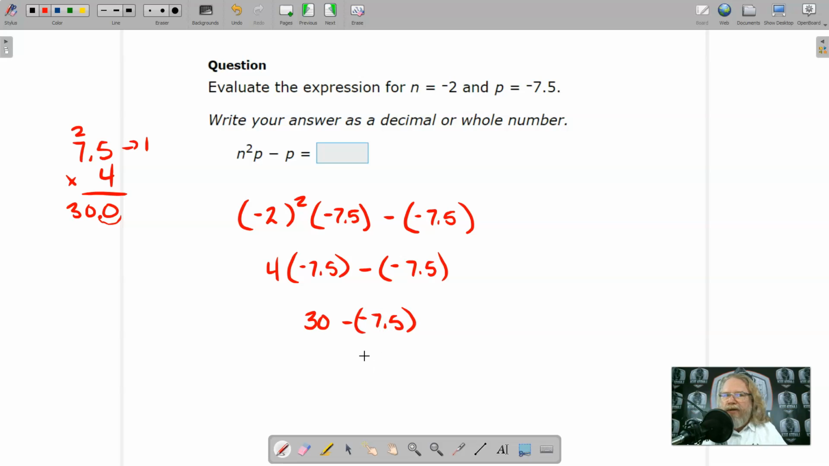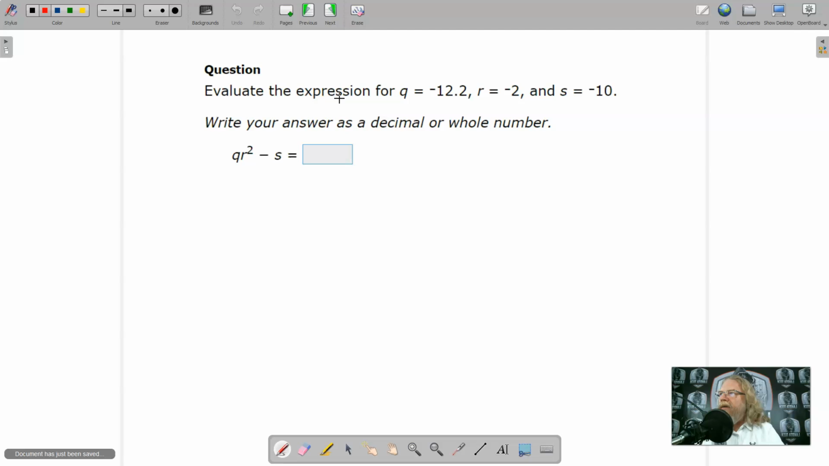Now we're going to use that same strategy that we used earlier. We're going to bring down the 30, change the sign to addition, and take the opposite of negative 7.5, which is positive 7.5. Add those together. That would give us 37.5. 37.5 would be our answer.